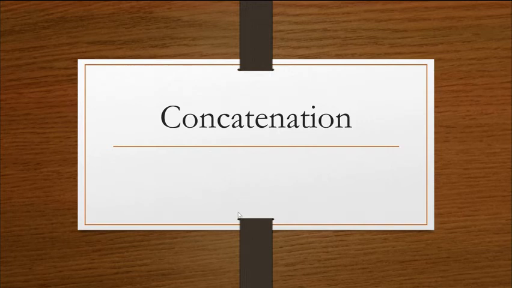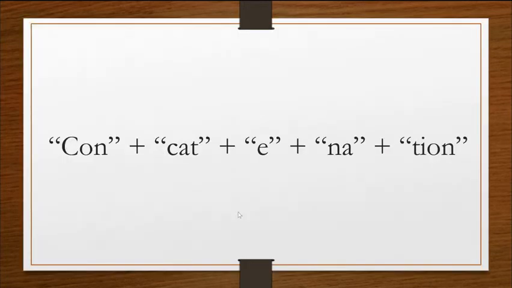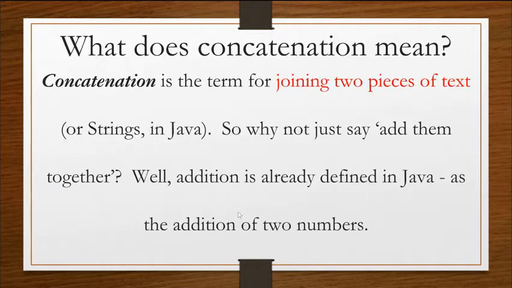Let's take a look at concatenation. Concatenation. So what does concatenation mean? Concatenation is the term for joining two pieces of text together, or strings if you're talking about Java. So why not just say add them together? Well, addition is already defined in Java as addition of two numbers.